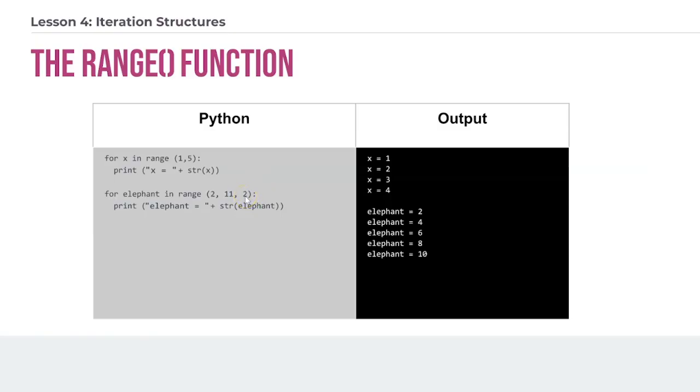And you'll see when you try playing around with this how that would work. But the idea here is, again, that we have this structure where you have the word for, you have a variable, in this case it's elephant, keyword in, and then range is the function, and then we pass in our parameters, and our code here, our iteration structure, our for loop is going to repeat for each of the values in that range. So in this case, that would be 2, 4, 6, 8, 10.